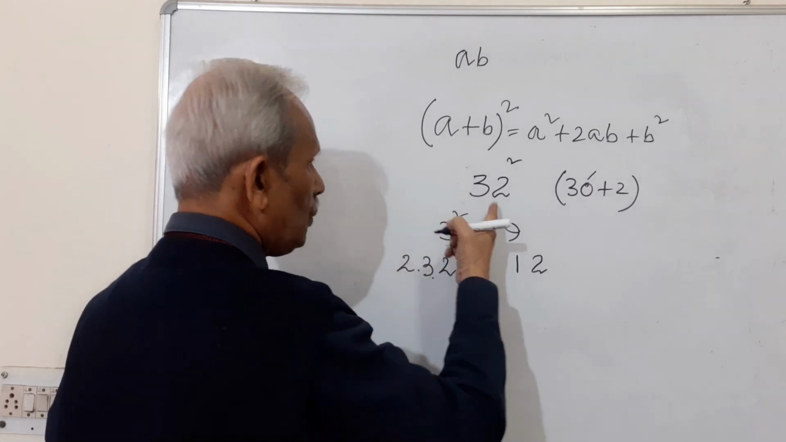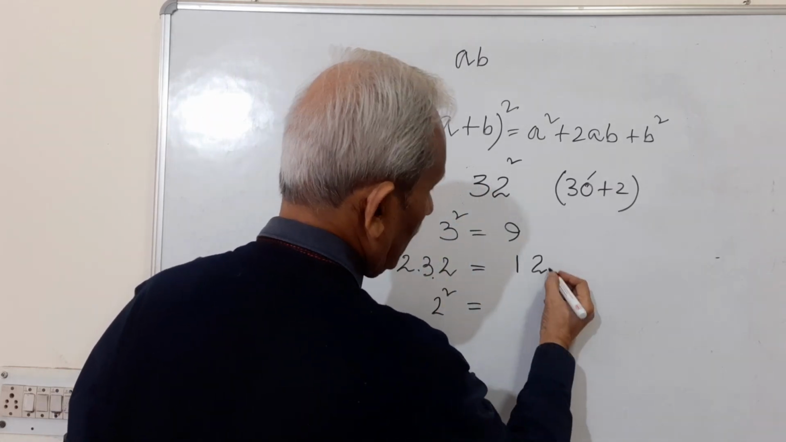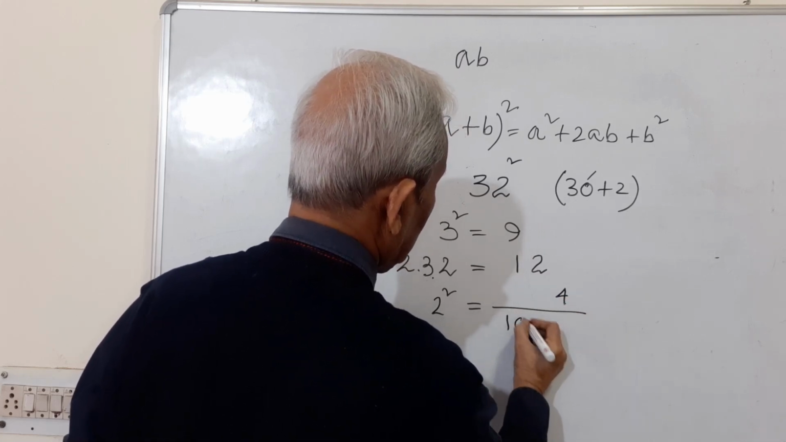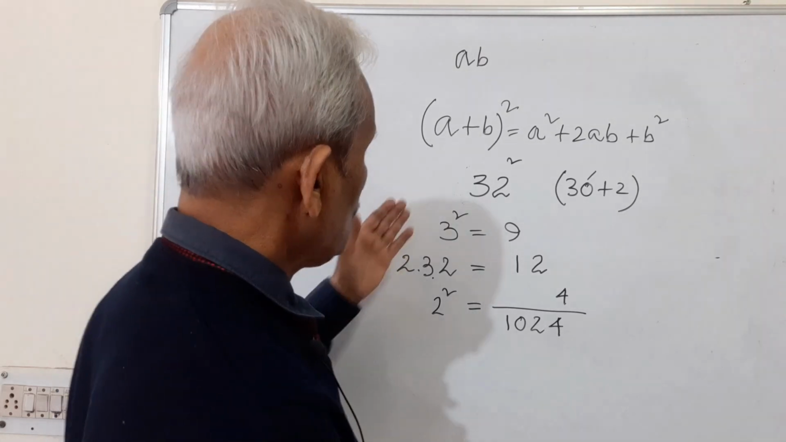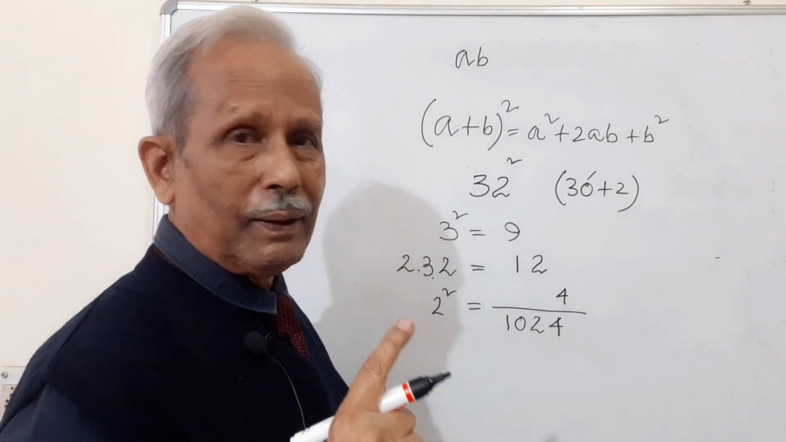And then 2 square is equal to 4. That 4 I will shift by one space. And the answer is 1024. And indeed 32 square is 1024. Are you getting my point?